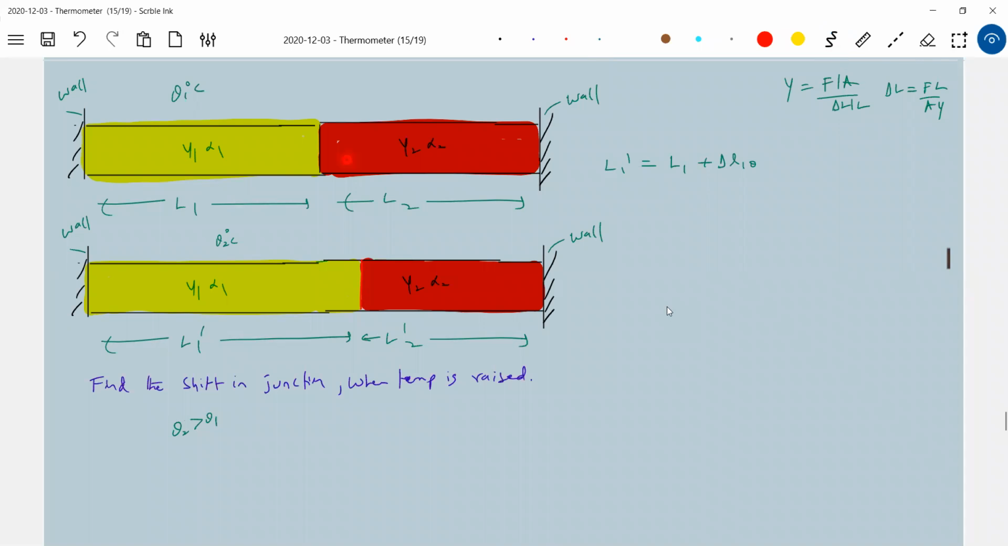But what about the other rod? The other rod will try to oppose, no? Able to imagine? If the second rod were not there, the first rod would have expanded freely. Agree? But the presence of the second rod will not permit it to expand. So the second rod will oppose and exert a force. Therefore, due to Young's modulus, there will be an opposition. So shall I put it now?